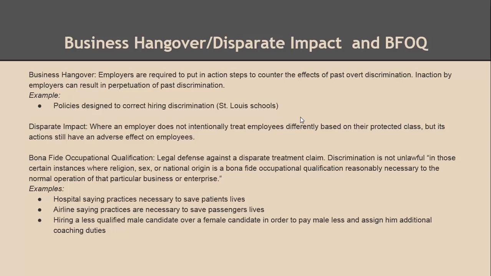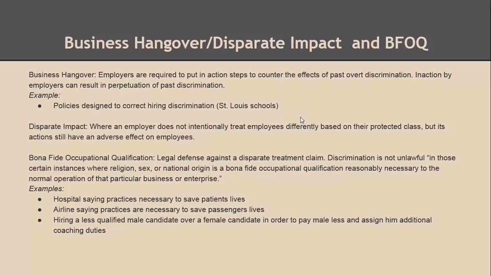Some of the things that we talked about last summer with Dr. Barrera's class, as far as making sure that you have structures in place so everyone has equal access, an equal shot, equal work ethic, equal access to opportunity, regardless of what your background or social status is. Disparate impact, this is what we've already kind of talked about, is when an employer does not intentionally treat employees differently based on their protected class, but its actions have an adverse effect on employees.